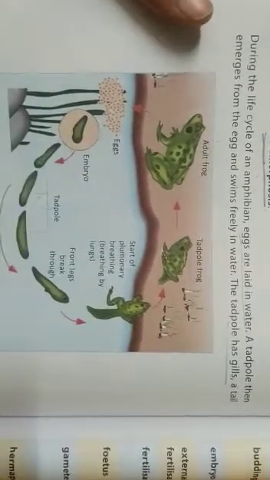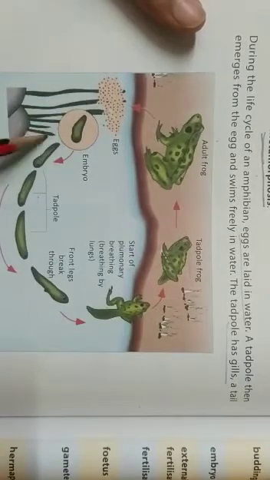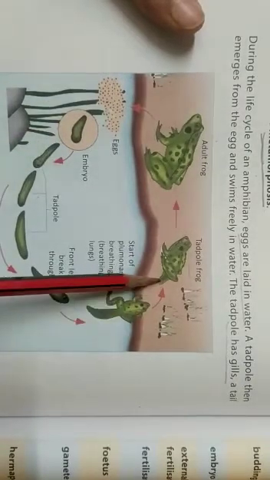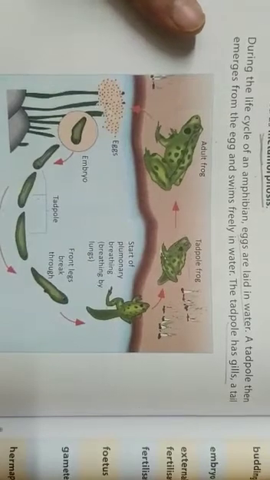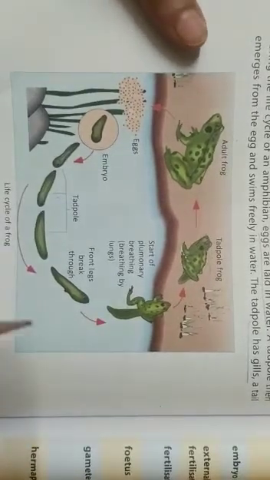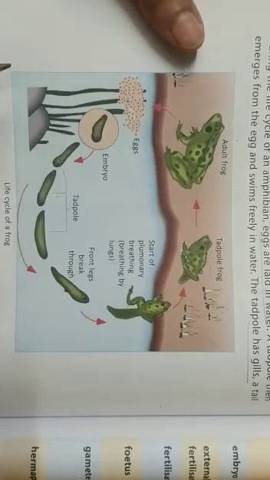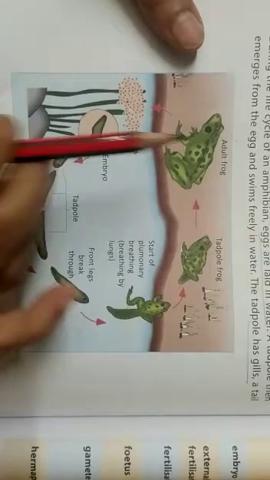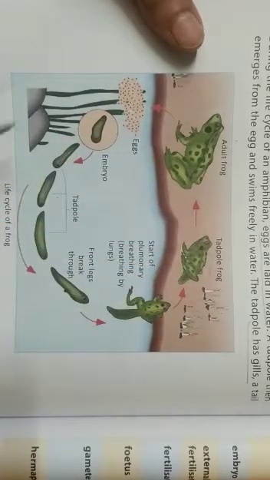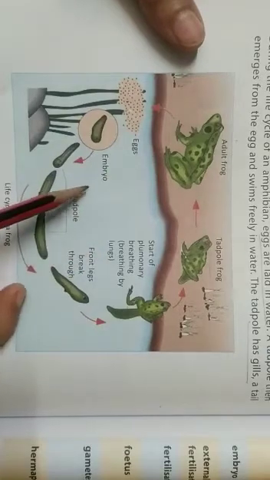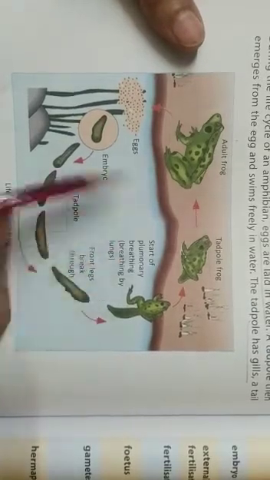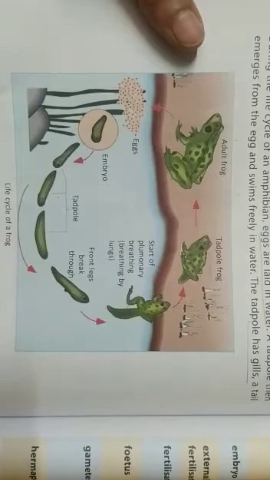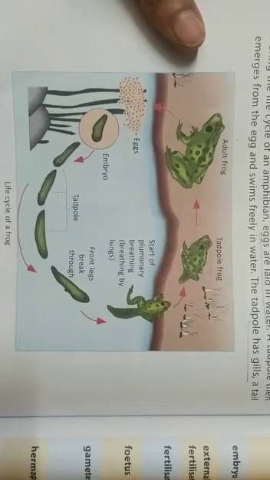So look, this is indirect development. There are eggs. The tadpole is totally different from the adult one. You can see in the picture. And sometimes this question is also going to be asked in your examination. Draw the life cycle of frog. Define metamorphosis. Okay. And also draw the life cycle of frog. Sometimes he is also going to ask the question of the life cycle of butterfly. This question we already did in class 7.